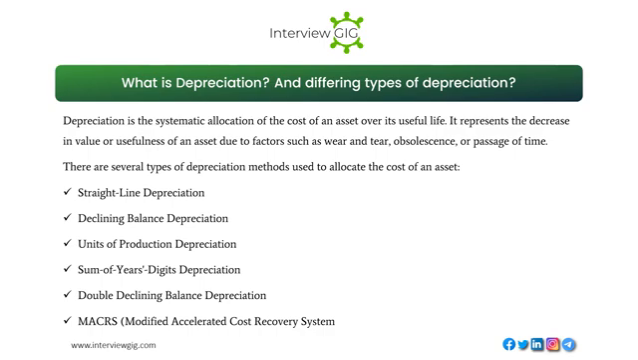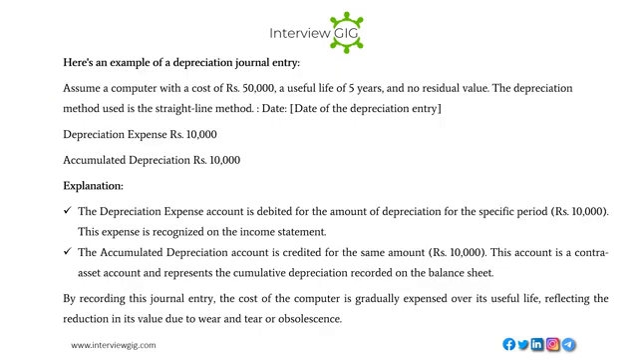Depreciation is the systematic allocation of the cost of an asset over its useful life. It represents the decrease in value or usefulness of an asset due to factors such as wear and tear, obsolescence, or passage of time. There are several types of depreciation methods used to allocate the cost of an asset: straight-line depreciation, declining balance depreciation, units of production depreciation, sum of years digits depreciation, double declining balance depreciation, and MACRS, the Modified Accelerated Cost Recovery System. Here is an example of a depreciation journal entry.